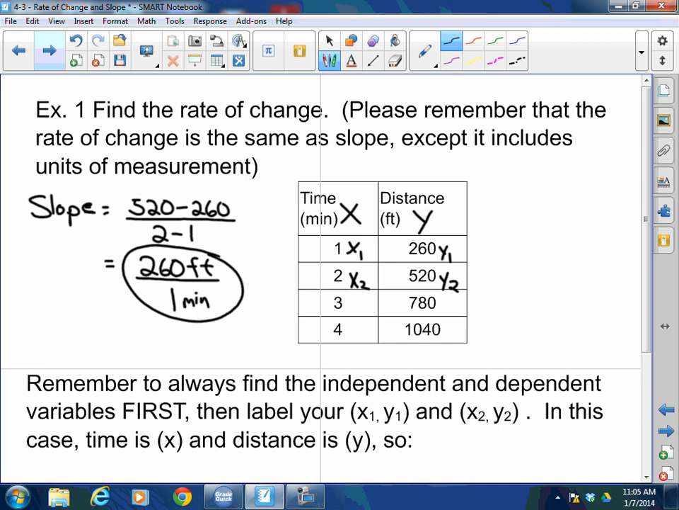Now, what does this tell you? What this tells you is that every minute you're going up 260 feet. This would not be good for a skier because skiers are going down, right? This is a positive. So whatever is happening, maybe it's a ski lift, maybe. Good job. Well done. Way to think.